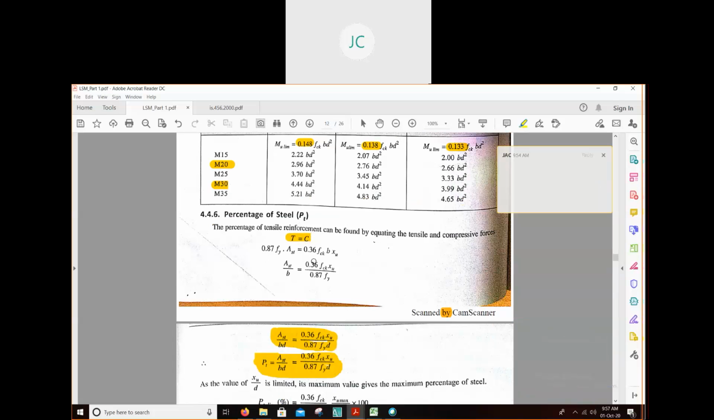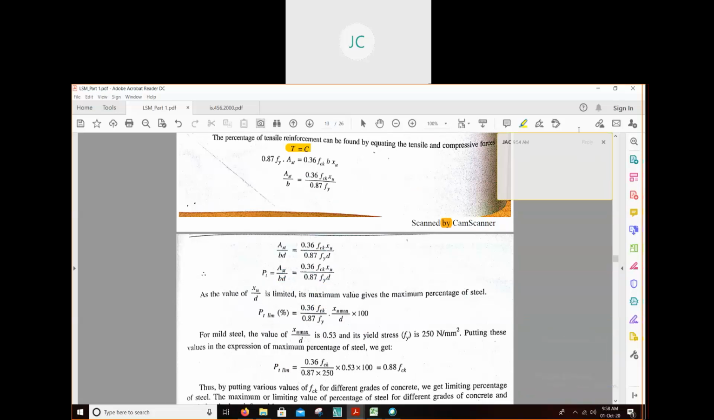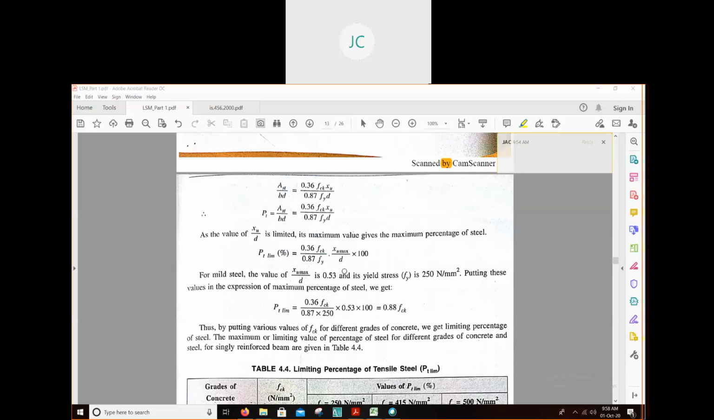Similarly, for getting the percentage of steel, again the basic equation is total tensile force equal to total compressive force. So total tensile force is this much. Total compressive force is this much. And from here you can find out AST by BD, that means percentage of steel we can find out by this value. AST by BD equal to, this is the equation for percentage of steel. If you simplify this equation, you will get this final equation. This is the equation for percentage of steel.